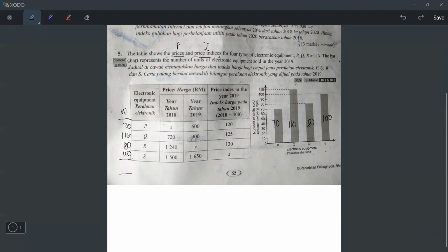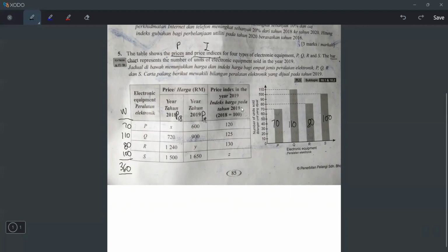Let's press. 360. So that's the total weightage. Then they say it represents the number of units of electronic components sold in the year 2019, so this just gives you the weightage already. So this is the table. Let's label here also. This is the price in 2018, so I'll write P 18. Then P 2019, but I don't have enough space, so I just write 19. But in the exam, you can write the full thing, 2019.